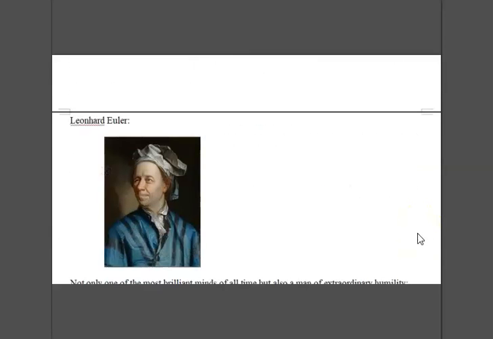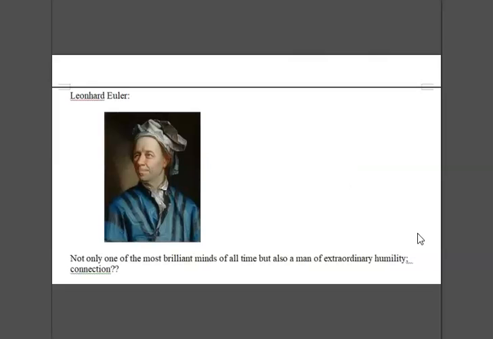First, this guy. Remember Leonhard Euler? Not only one of the most brilliant minds of all time, but also a man of extraordinary humility. I've always wondered if there's a connection between brilliance and humility. For example, does brilliance drive humility? Or, I would suggest perhaps, does humility drive brilliance? I don't know what the answer is, but I'll leave it as an open question for now.